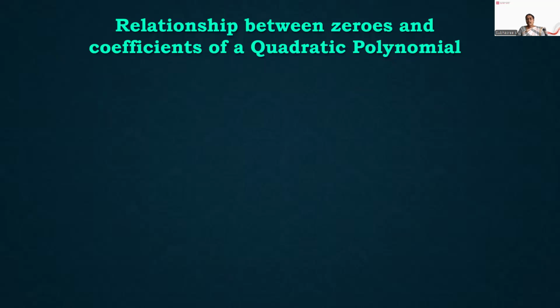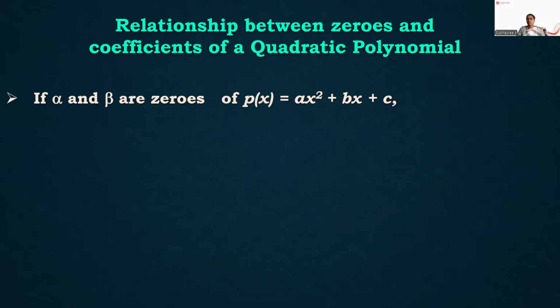Last. You have to check what is the relation between zeros and coefficients of the quadratic polynomial. So you take a second degree equation. Already I told you, the quadratic polynomial talks only about degree 2. Degree 2. This is the general form: ax square plus bx plus c. That is the general form. How to find alpha and beta? Shall we?